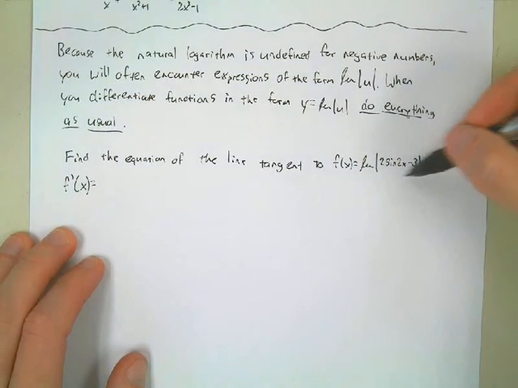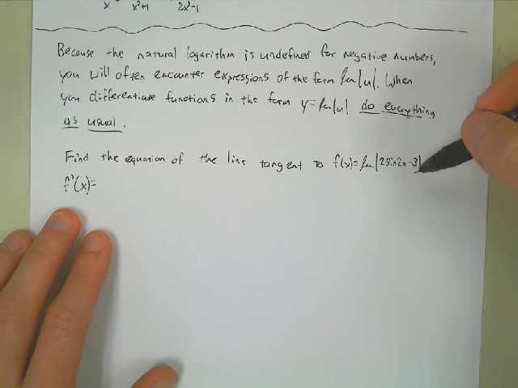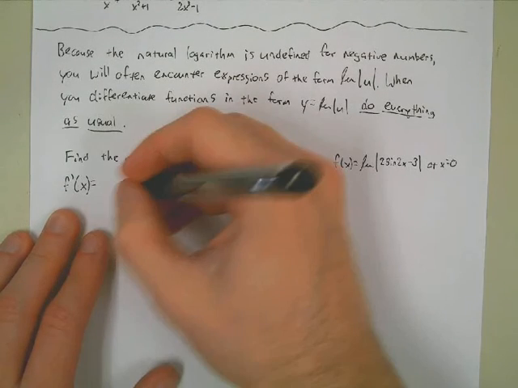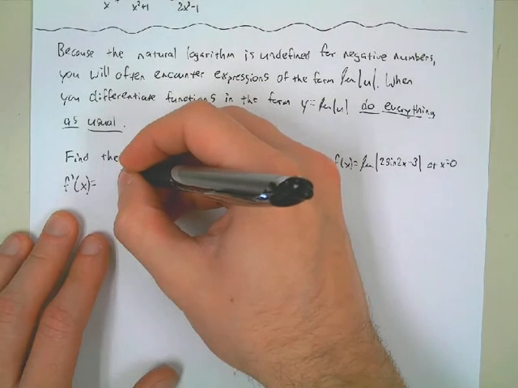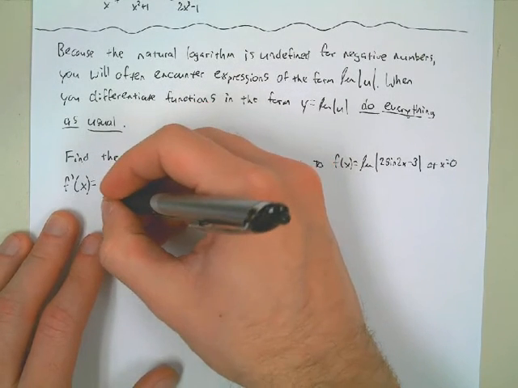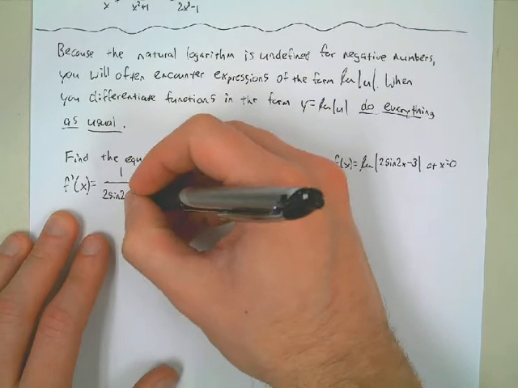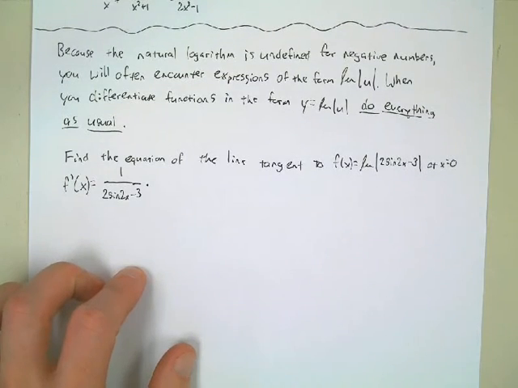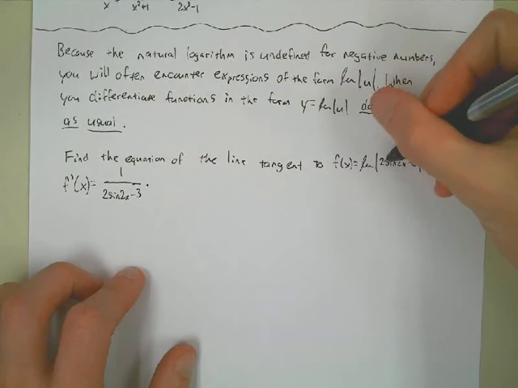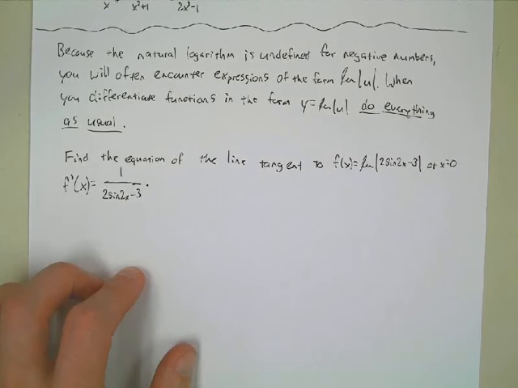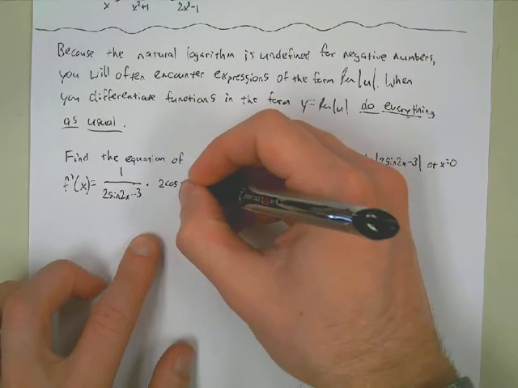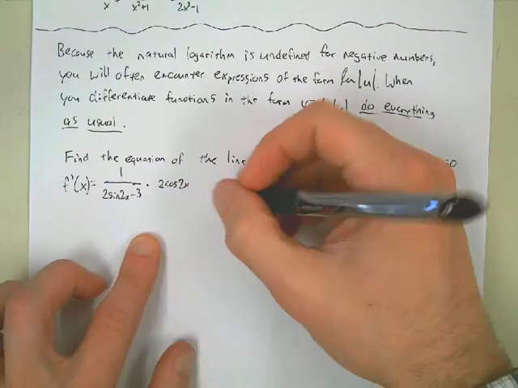Derivative of natural log of something is 1 over that mess, 2 sine 2x minus 3, times the derivative of what's inside. So what's the derivative of 2 sine 2x? Well, it's going to be 2, right, because the 2 is just a coefficient there. What's the derivative of sine? Cosine of 2x. Ooh, but then we have to multiply by the derivative of 2x, which is just 2. And the derivative of minus 3, it's gone, right? That's why I didn't write the minus 3 there. The derivative of minus 3 is gone.